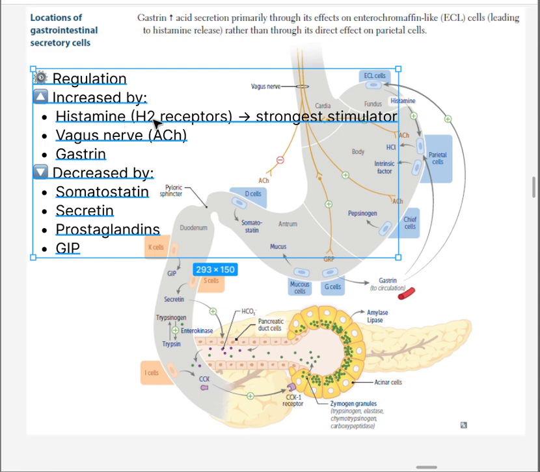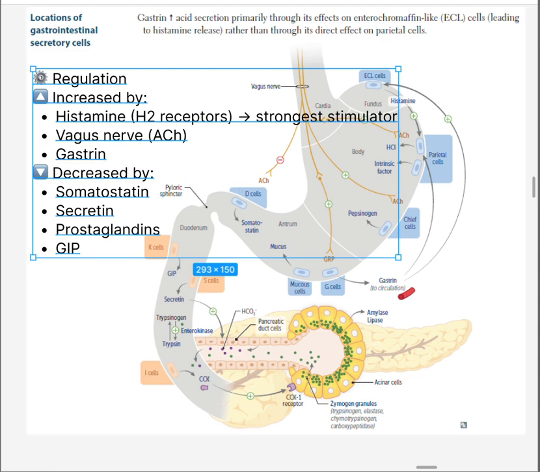Why is this the strongest stimulator? Because it amplifies the effects of both acetylcholine and gastrin. So histamine amplifies the effect of acetylcholine and gastrin. So think of it as a final common amplifier. We can use H2 blockers like ranitidine and famotidine to decrease this acid.